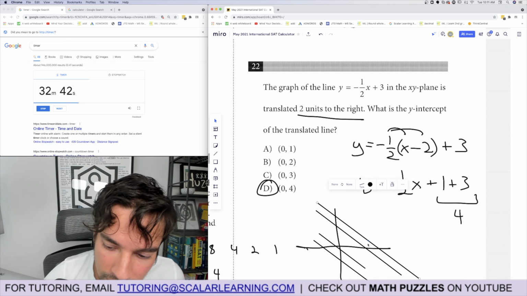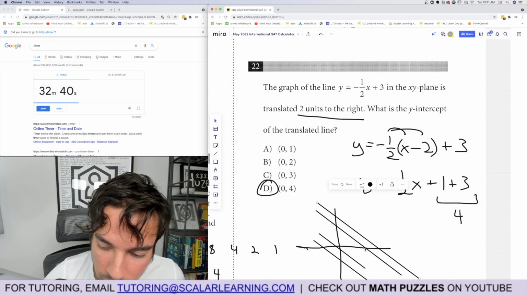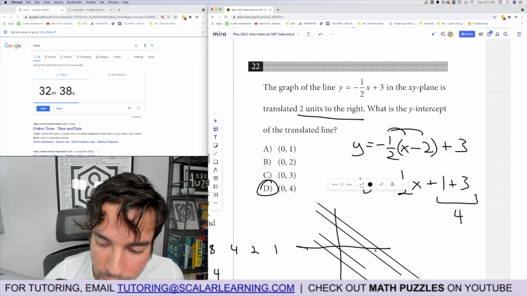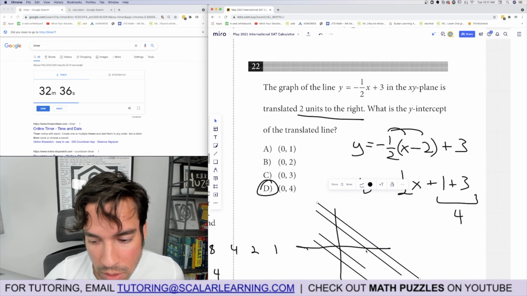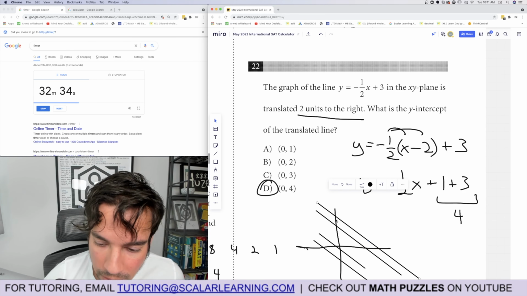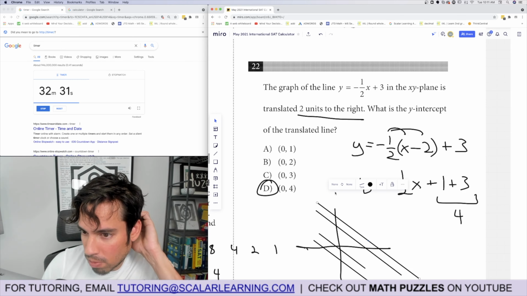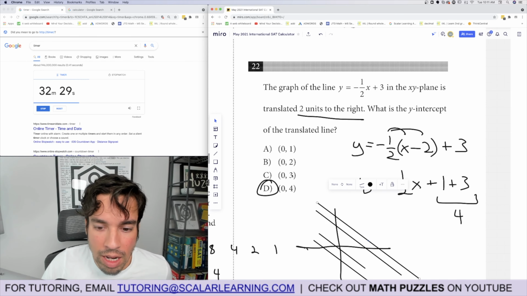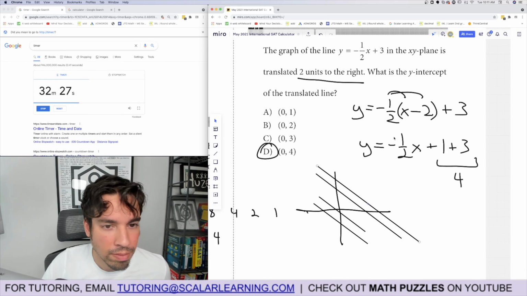So now it is shifted over by 2, because you see where it used to hit the x-intercept there. Now, boom, boom, it's moved over 2. If I drew the slope accurately, it makes sense that it would go up to 4. So pretty happy. Okay.